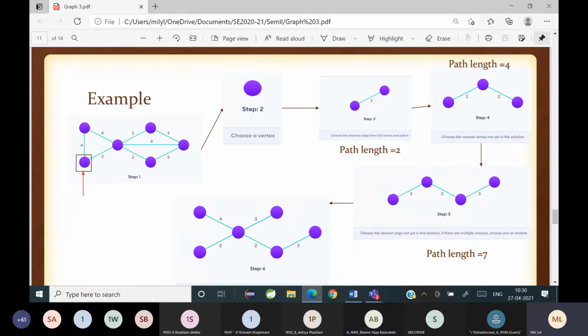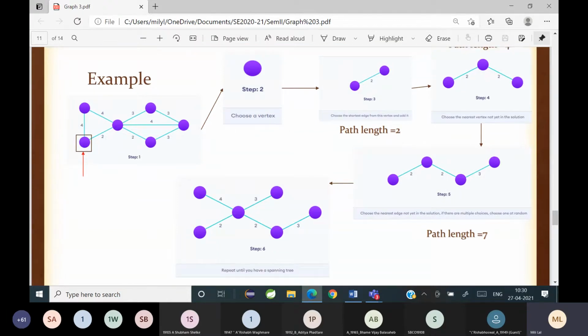Yes. Next, now we have reached the third vertex. From that vertex you can see there are edges. Only one edge is possible, 3. So you select that edge 3 and you get the fourth vertex. By now the path is 2 plus 2 plus 3, which gives you 7. Clear? Now you have reached this particular vertex.